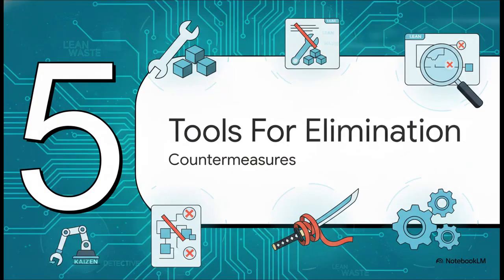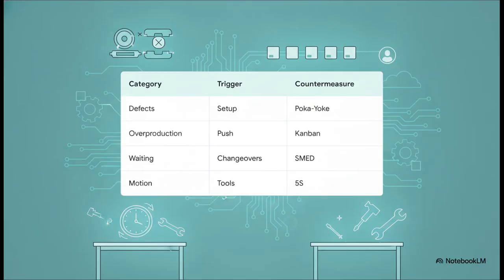Finally, Section 5, Tools for Elimination, Countermeasures. Now that we've identified the suspects, it's time to deploy our countermeasures. We're going to arm you with your core weapons. This is highly practical. We're directly mapping specific culprits to their exact target countermeasures.